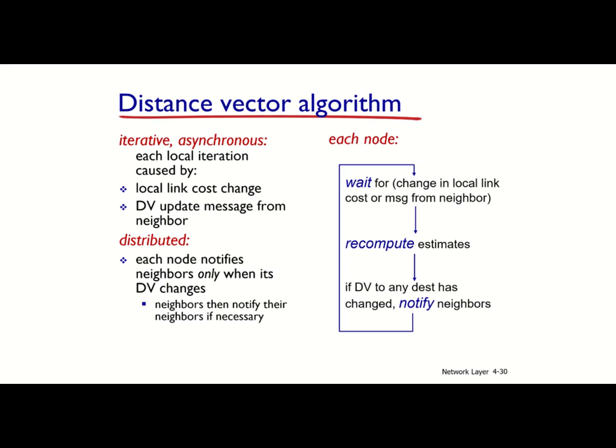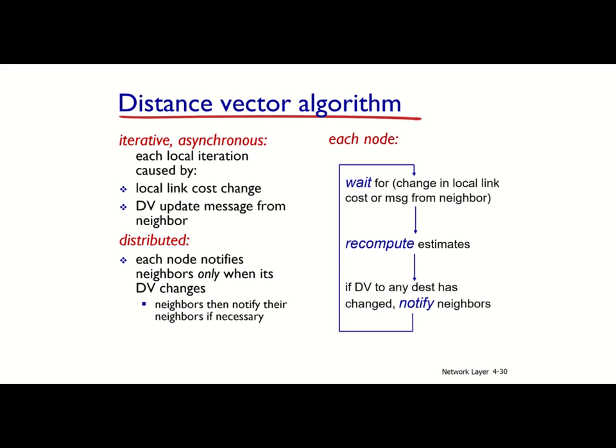In summary, we can say the distance vector algorithm is an iterative asynchronous algorithm because each local iteration is caused by a local link cost change or a distance vector update message sent from a neighbor node. So everything is asynchronous and there is no coordination between nodes.